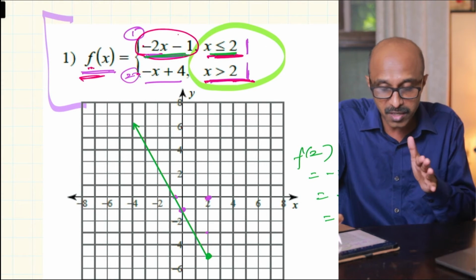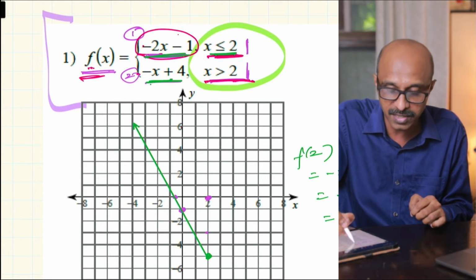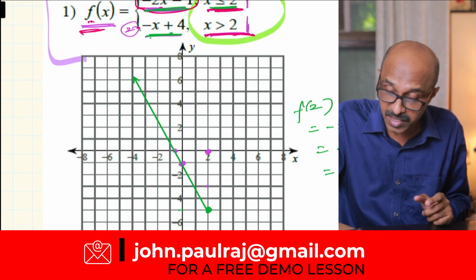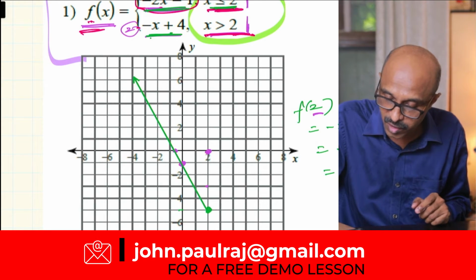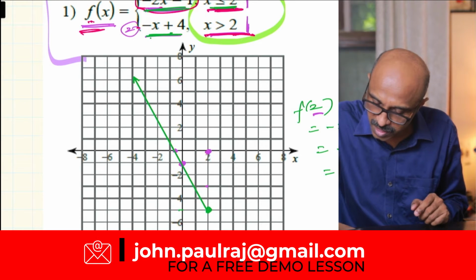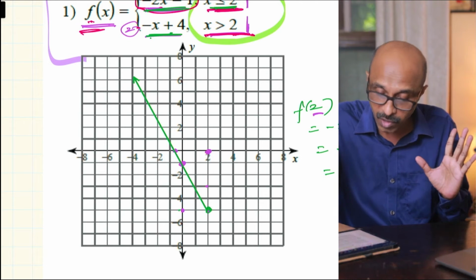For values of x greater than 2, you'll evaluate using this second definition, x greater than 2. Let's just check whether we're getting the same value, that y is equal to negative 5 when x is 2, right? So on the graph, this is negative 4 and that is negative 5. And so that means our graphing is good.